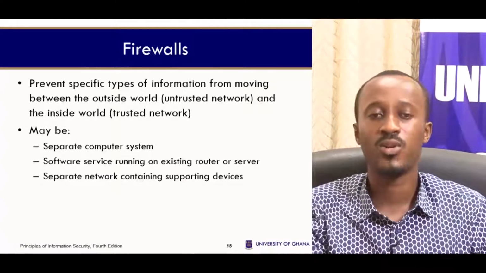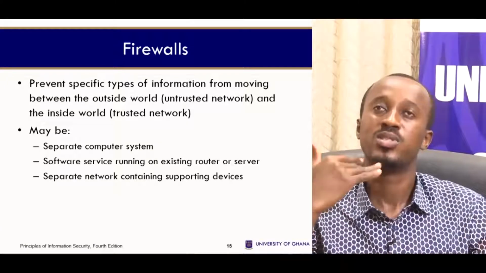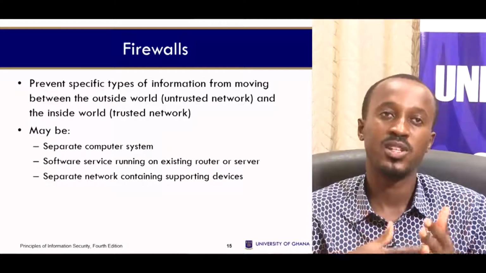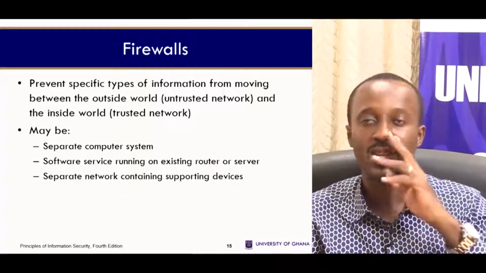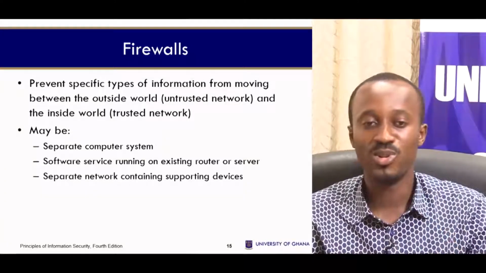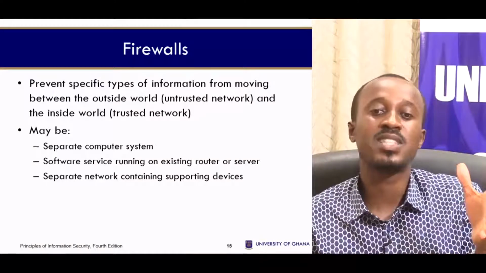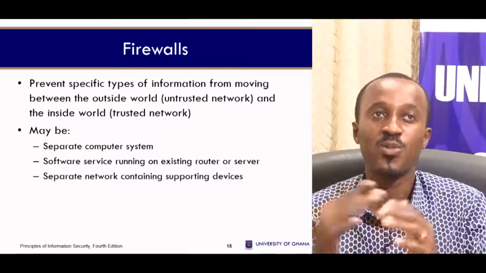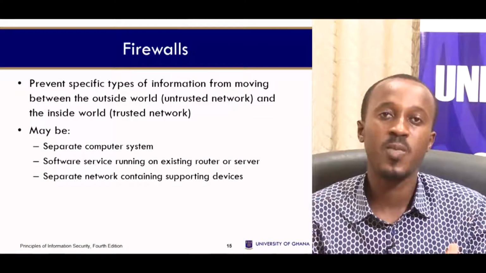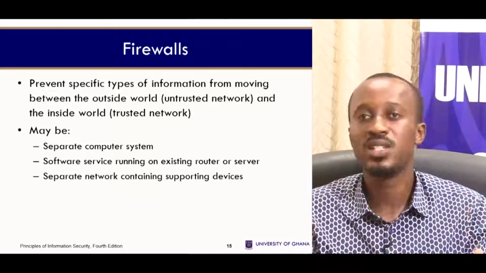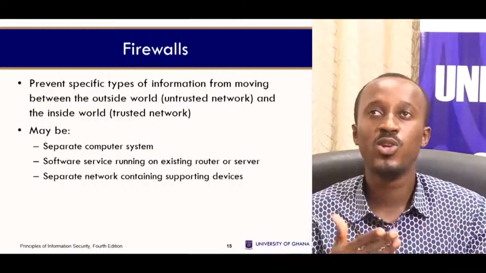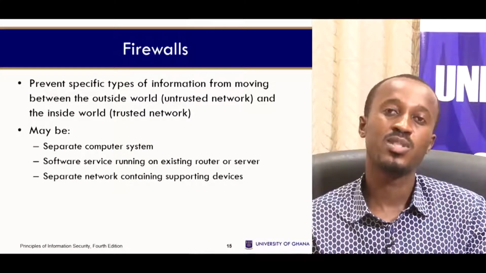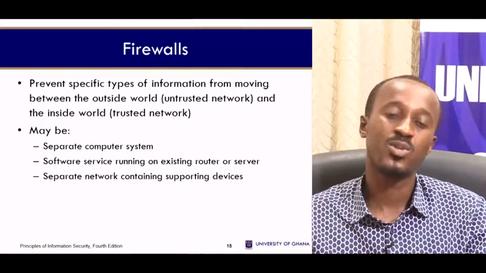Then let's take a look at firewalls. Fire and wall. The wall suggests something that cannot be penetrated. The fire suggests a protective measure around the wall. So they are trying to prevent specific types of information from moving between the outside world and us. Within an organization, we don't want you to just pass certain information out there, whether knowingly or unknowingly. So we put a virtual wall there and we put security around it. So we call it a firewall.